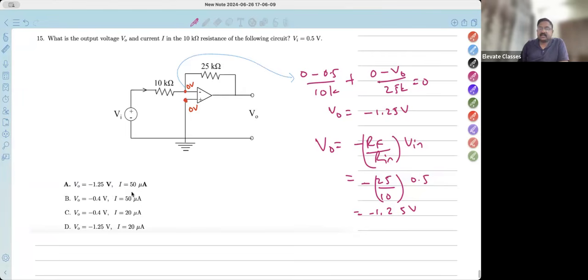But the second thing they are asking is current. ये current का है, current I in the 10 kilo ohm resistance. मतलब they want this current. How can we calculate this current? The voltage at this point is 0.5. Voltage at this point is 0 volts. Resistor 10K है, तो यहाँ flow होने वाला current कितना होगा? Current will be 0.5 minus 0 upon 10K. मतलब 0.5 upon 10K, that is nothing but 50 microamperes. So option A is the right one. Option A will be the right one.